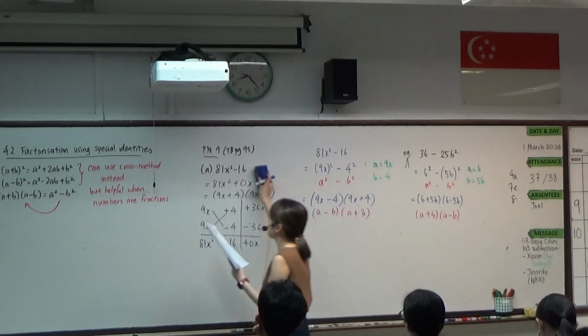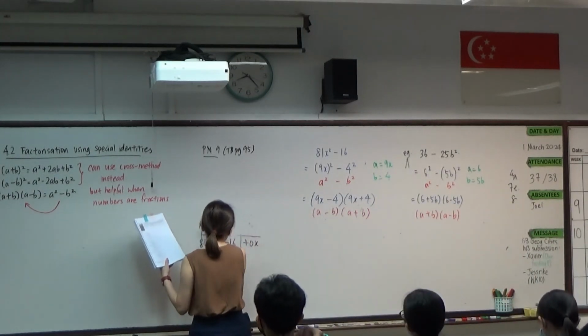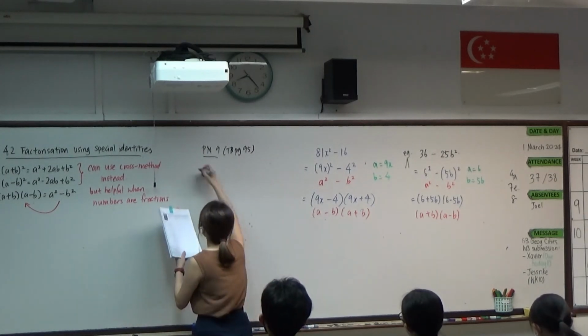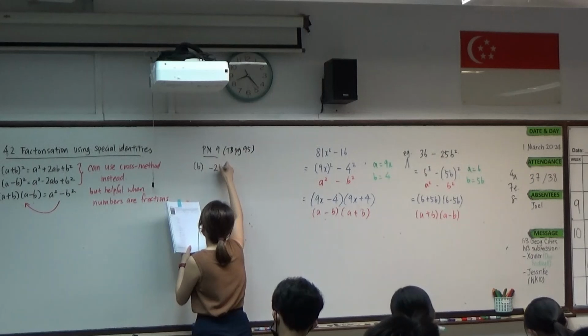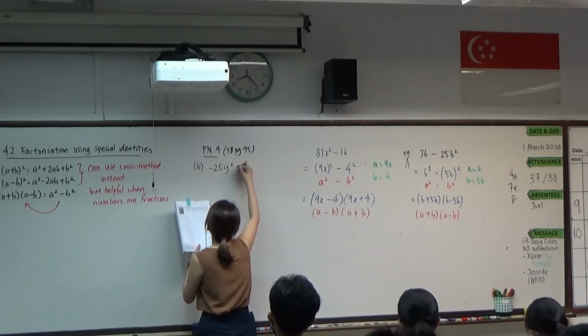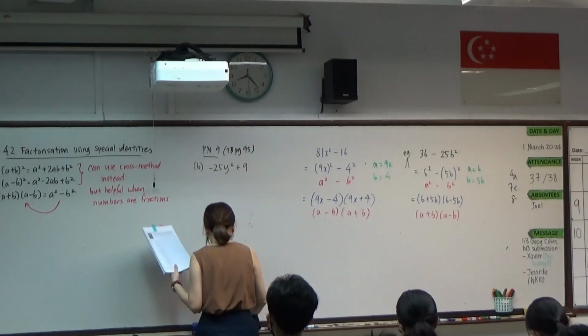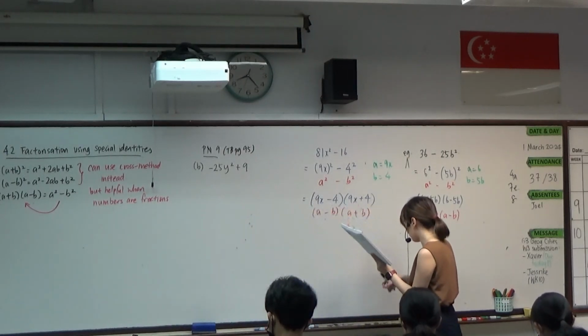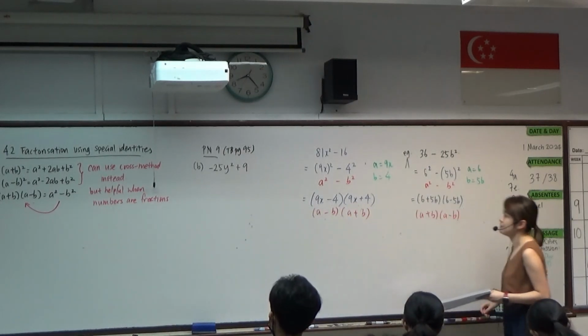Next, we look at part B in this textbook. What if I have negative 25y squared plus 9? How do we factorize this using what we have learned?